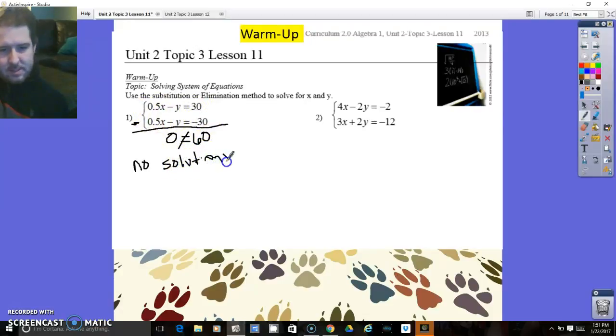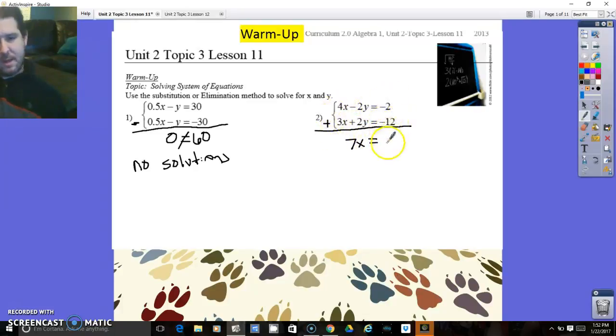All right, so for the next question, I'm going to once again look to see what I notice, and these coefficients are not the same, but these coefficients are the same. Well, they have the same absolute value. So I'm going to add, because they happen to be opposites of each other, inverses of each other. 4x plus 3x makes 7x. These cancel out. That's what makes them additive inverses.